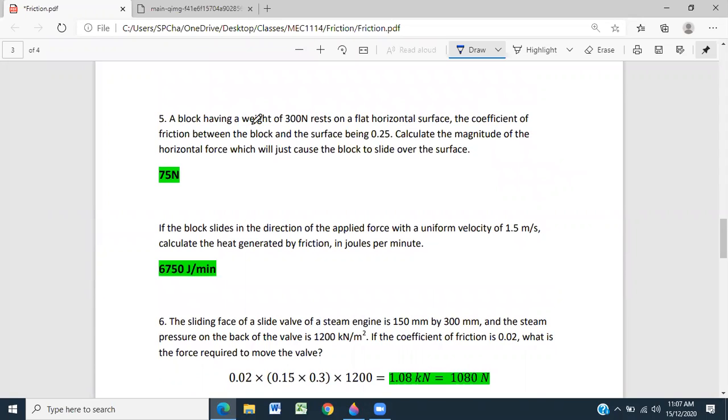A block. Okay. A block having a weight of 300 Newton rests on a flat horizontal surface. The coefficient of friction between the block and the surface being 0.25. Calculate the magnitude of the horizontal force which will cause the block to slide over the surface. And B, if the block slides in the direction of the applied force with a uniform velocity of 1.5 meters per second, calculate the heat generated by friction in joules per minute.